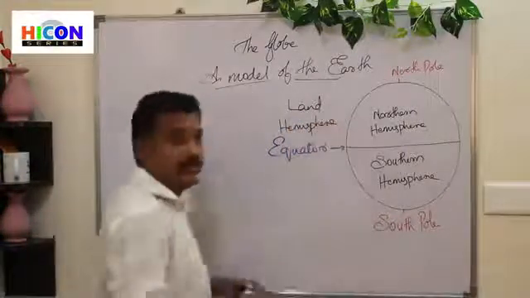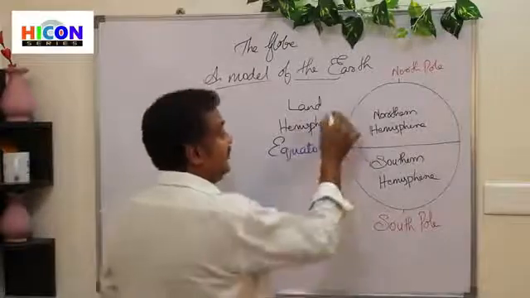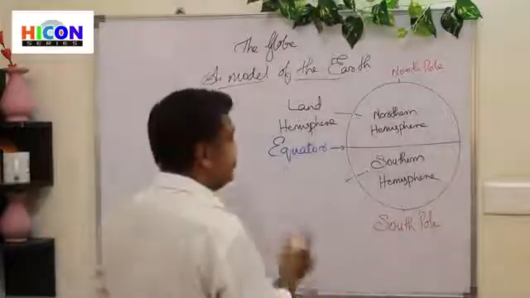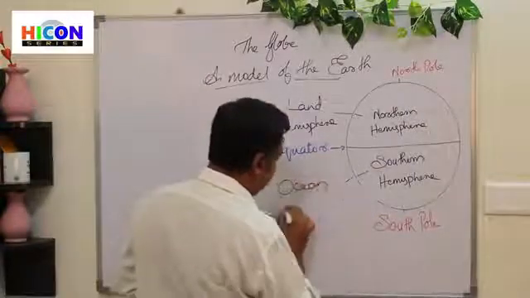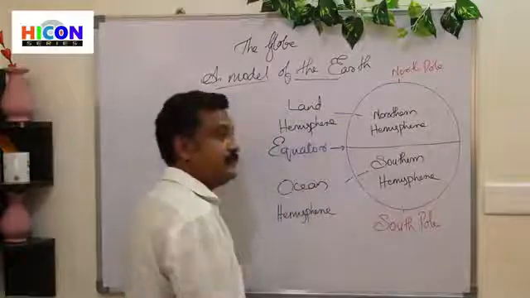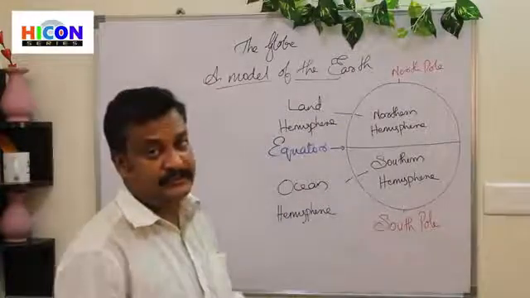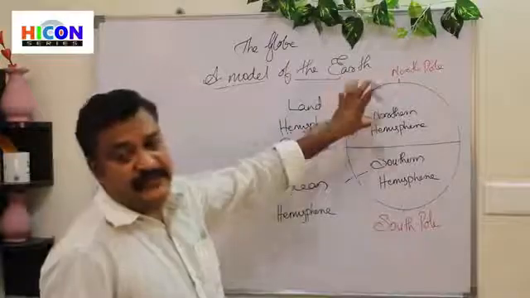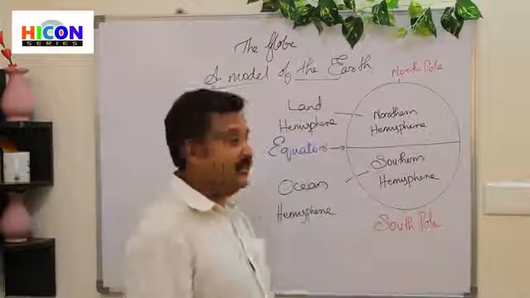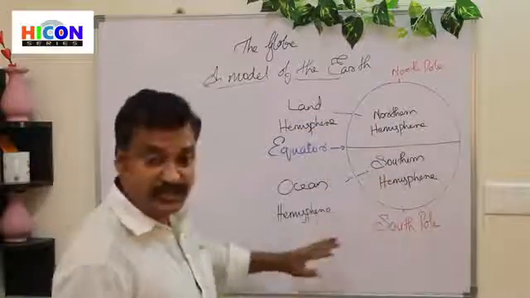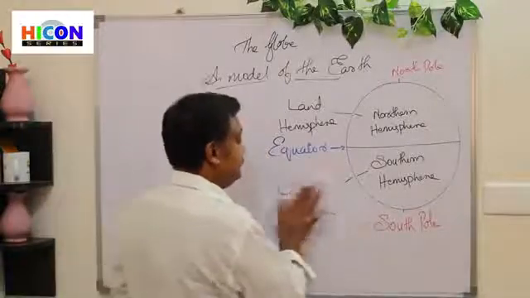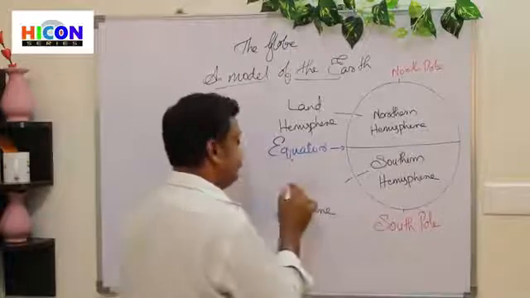It is also called the land hemisphere, and this part, the southern hemisphere, is more of oceans. So that is also known as the ocean hemisphere. So the northern hemisphere has most of the continents of the earth, and that is why it is called the land hemisphere. And the southern hemisphere has most of the oceans of the world, and that is why it is known as the water hemisphere.